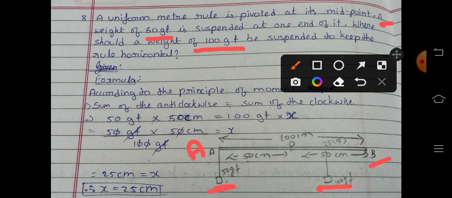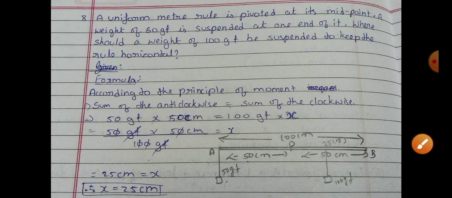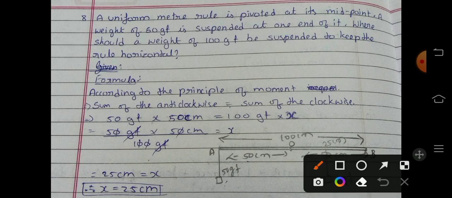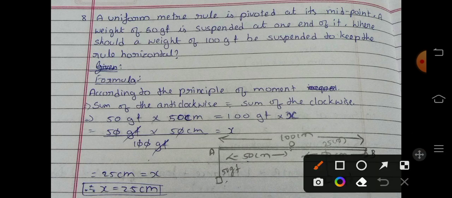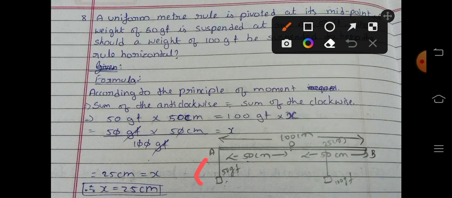So this ruler should become uniform. First we will learn the calculation according to the principle of moment. Before that, this is the anti-clockwise, this is the clockwise. As we learned in the principle of moments, the sum of the anti-clockwise moments equals the sum of the clockwise moments. So here we start doing the calculation.